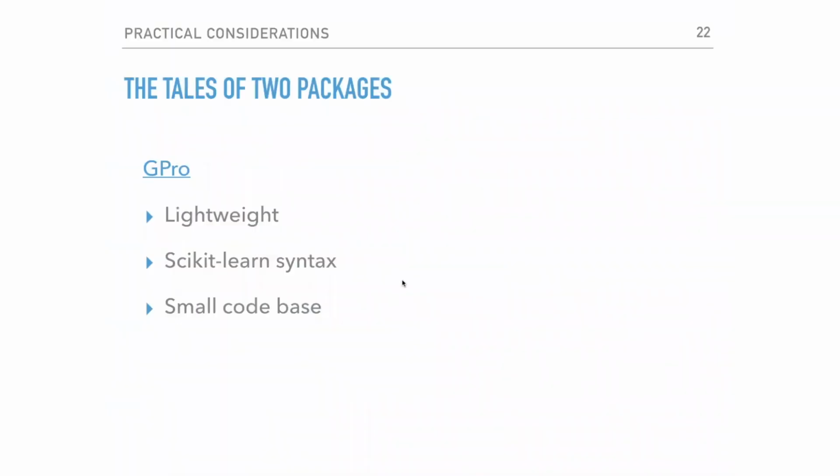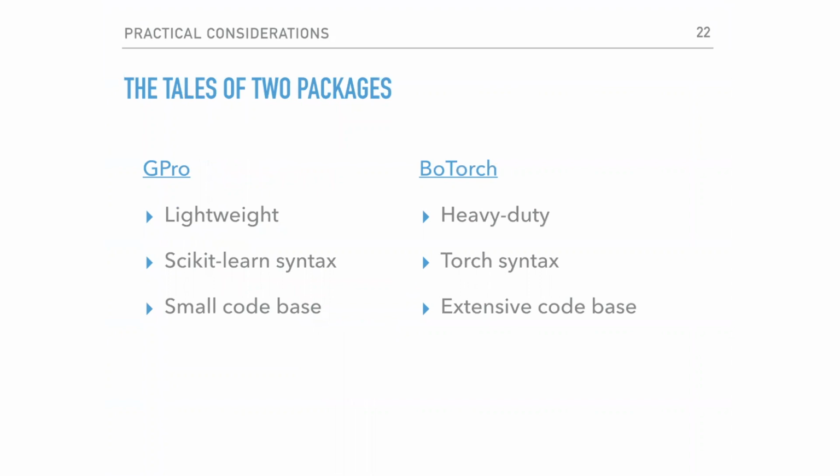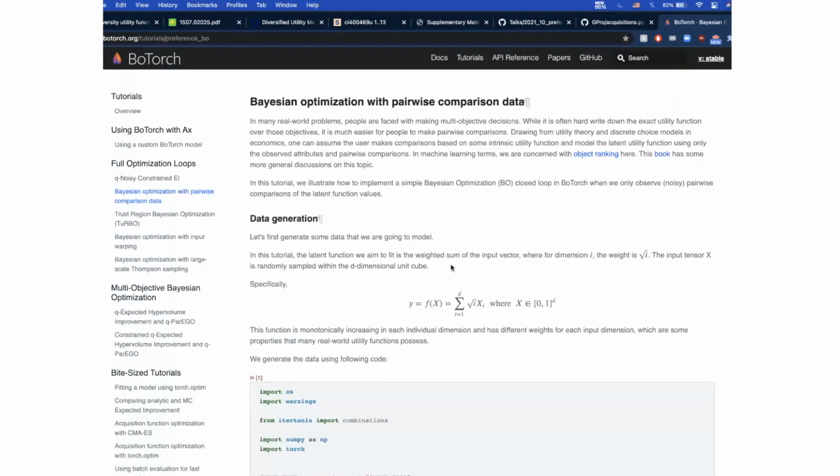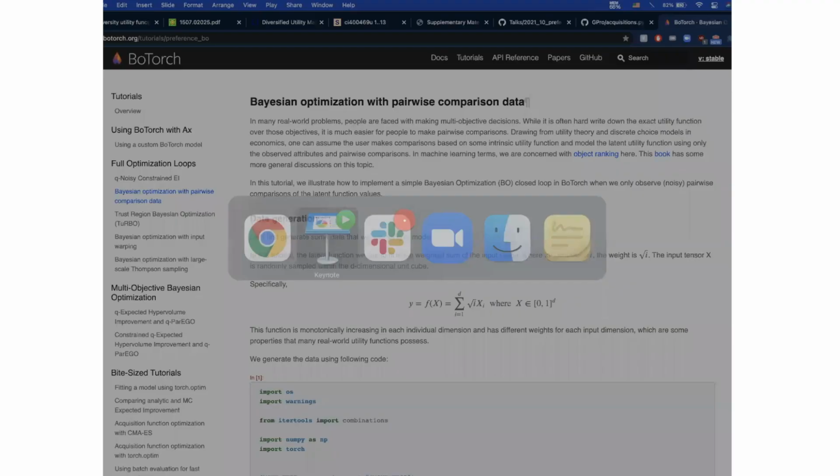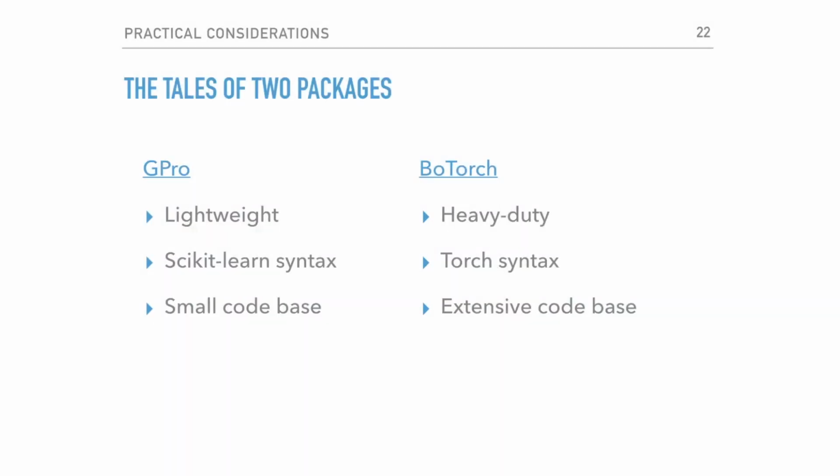But if you want a more heavy-duty streamlined option, then BoTorch would be your best bet. It's developed by Facebook, or I guess Meta at this point, and it belongs to the PyTorch GPyTorch ecosystem. So it has very extensive support, not only for this preference optimization framework, but for other Bayesian optimization frameworks as well.